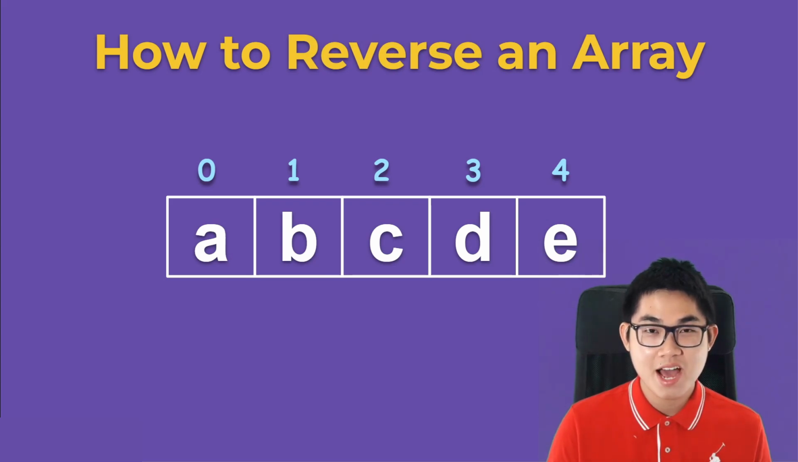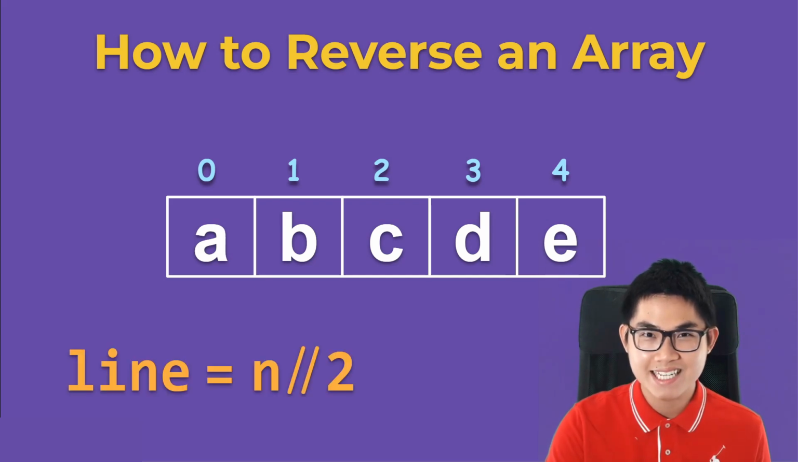In this video, I'm going to show you how to reverse an array or a string, and we'll go through the code together. Let's say we want to reverse this array, and this array has A, B, C, D, E. The first step is to calculate something called a line, and the formula for the line is n integer divided by 2. So let me show you how this works.